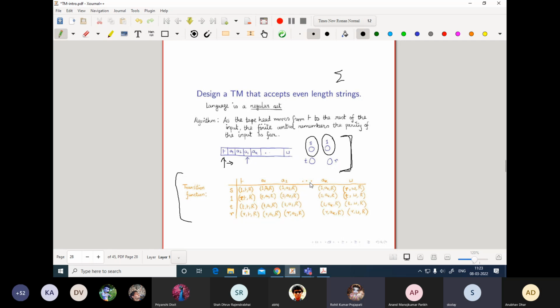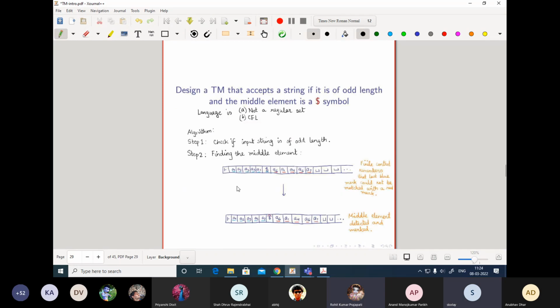In particular, if I am at state 1 and I am reading the first blank symbol, then including the blank symbol, so far I have read an odd length string. Therefore, I will be accepting such a string. And if I'm at state S, which denotes so far I have read an even length string, including the blank symbol, then I will be going to the reject state. So this one was pretty simple. You are basically remembering everything in the finite control.